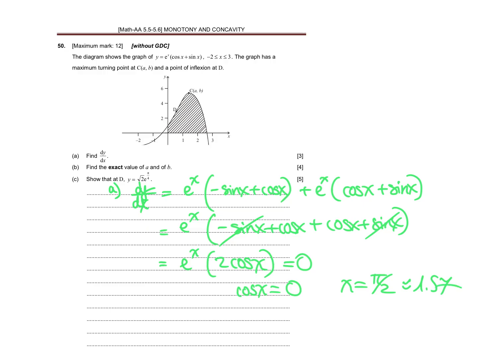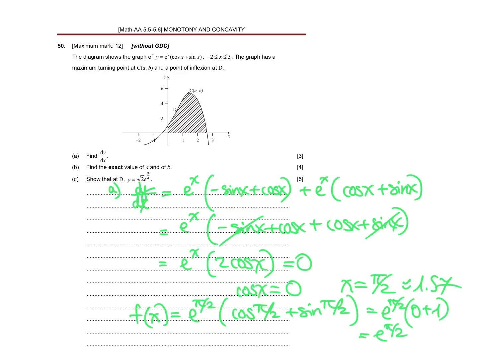So, yep, that's A. B's, when we sub that back in to the y, so e to the pi over 2 times cosine pi over 2 plus sine pi over 2. And that's going to be e to the pi over 2, and then cosine pi over 2 is 0, sine is 1, so e to the pi over 2. So C is going to be the point pi over 2, e to the pi over 2. So then, show that at D, y equals that.